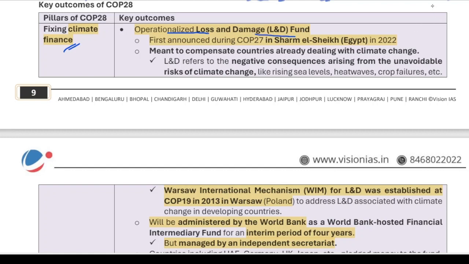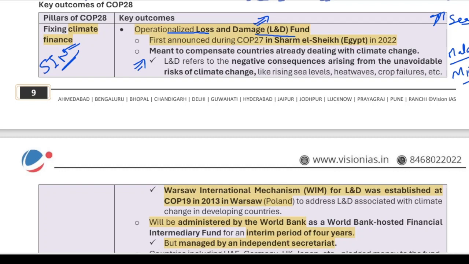What is this loss and damage? Global warming effects have come into existence. Due to this, sea level has risen and extreme weather has made life very difficult for many people in the island regions. So island nations like the Maldives or Micronesia demand that they should be given compensation for the global warming that has been caused by the development of the developed nations. So the loss and damage fund has been formed and operationalized to compensate these small island countries.